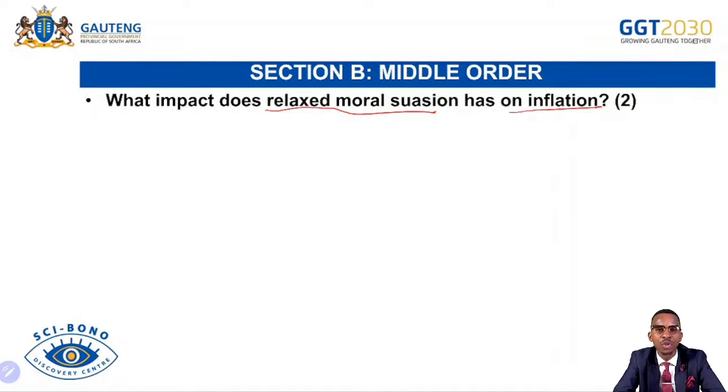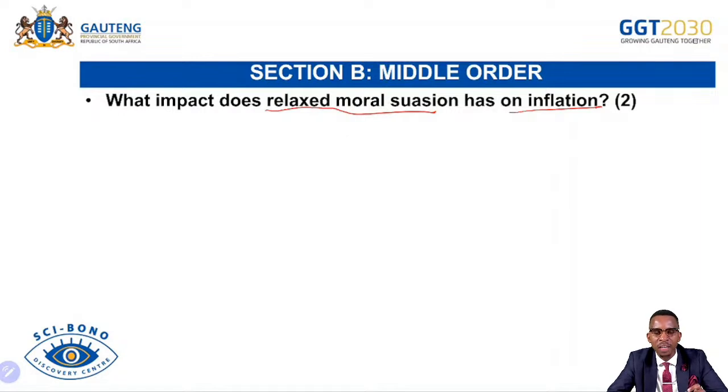Remember, modal suasion talks to the South African Reserve Bank giving some instructions to commercial banks to create the credit in a manner that is most desirable for prevailing economic conditions. So in this case, it has been relaxed, meaning the Reserve Bank has informed commercial banks to make it easy for people to access credit, to ease the credit creation. So how will that affect the inflation?